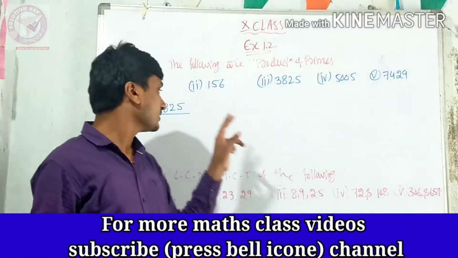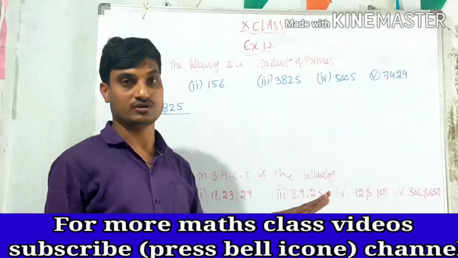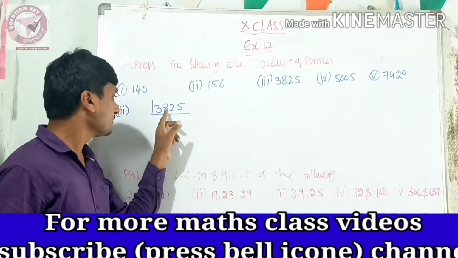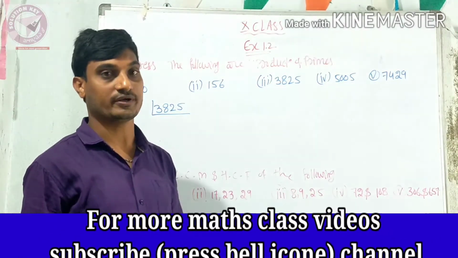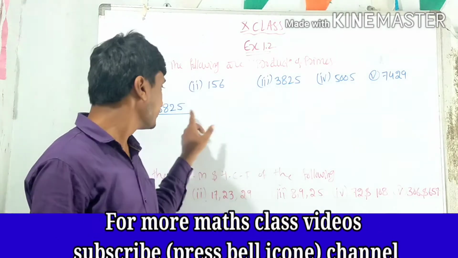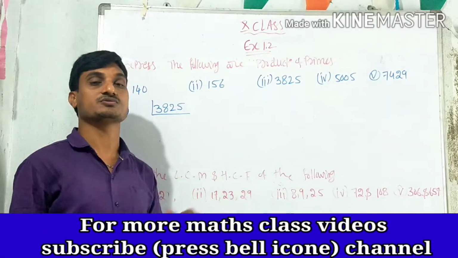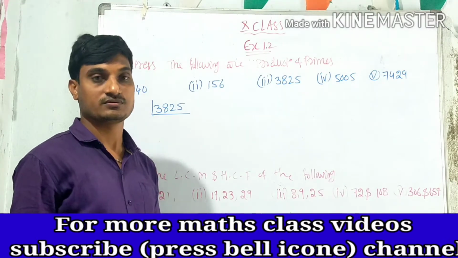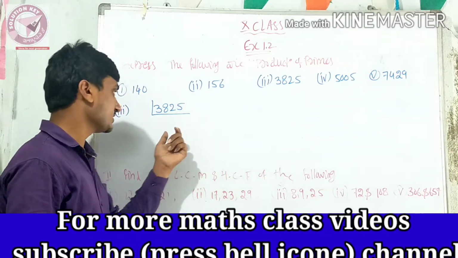2 table: the ones place is not 2, so it is not in the 2 table. 3 table: add all the digits, 8 plus 2 is 10, 10 plus 8 is 18, so it will come in the 3 table. And the unit digit is 5, which means it is in the 5 table also. Then we are going to start the LCM method of this number.